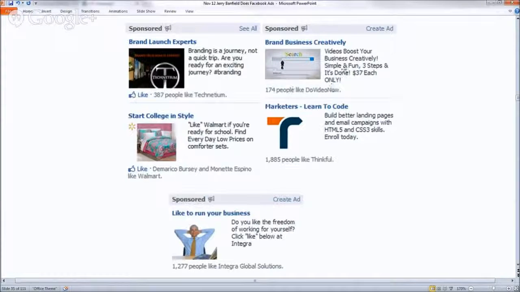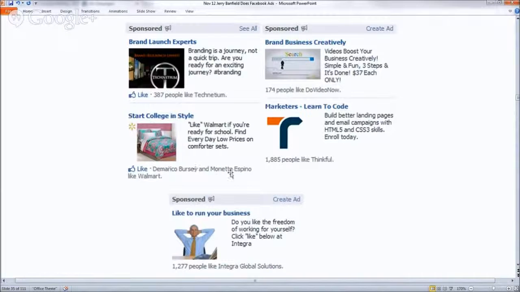The same thing with brand business creatively or this headline from Do Video Now. I don't understand why I would want to participate with that when it's clear that not very many other people are. Or at least that's how it appears on Facebook, and that's the key difference. Regardless of how many people are actually doing business with any of these companies, how they appear on Facebook is mostly a function of how many likes you have and how much engagement you have.